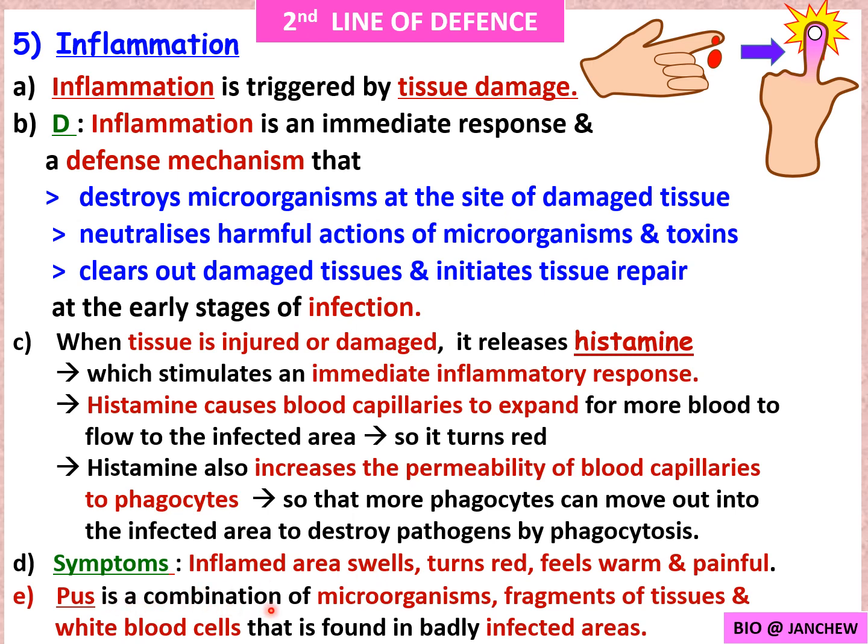Now, pus is actually a combination of microorganisms, fragments of tissues, and white blood cells that are found in the badly infected areas. So, in Malay, we call this nana, pus, and it's actually a whitish, yellowish substance that consists of dead microorganisms, dead white blood cells, and fragments of tissues.